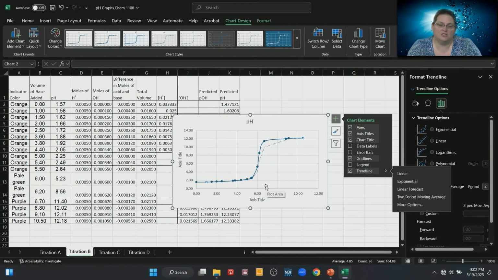Hopefully this helps you, because you're going to be doing the exact same things for the next 2 graphs. Just make sure that you're using the right concentrations. Hopefully this will help you quickly fill in your information in your charts.